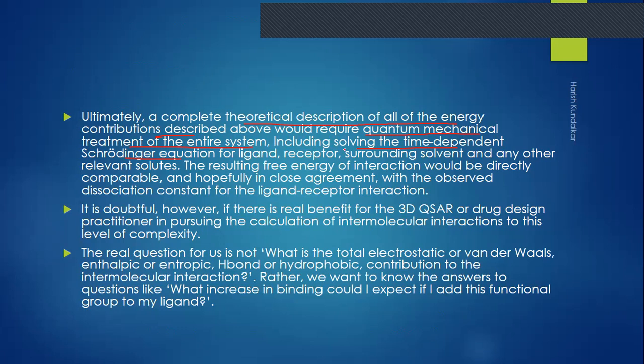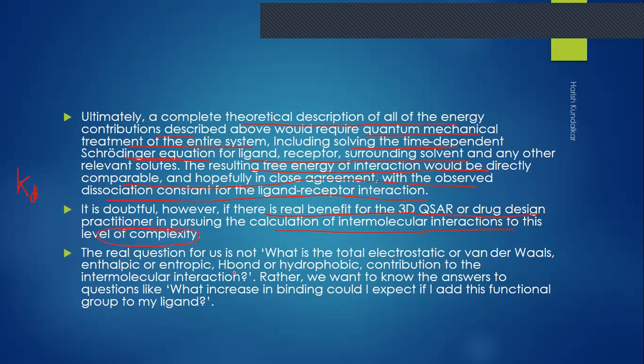We need to solve the time dependent Schrodinger's equations for ligand, receptor and surrounding solvent, and then the resulting free energy of the interaction would be directly comparable and hopefully in close agreement with the observed dissociation constant for the ligand receptor interaction. So what we are talking about is calculation of KD using partitioning methods. Now it is doubtful, however, that this is of real benefit in 3D QSAR or drug design studies for the calculation of intermolecular interactions due to high levels of complexity.